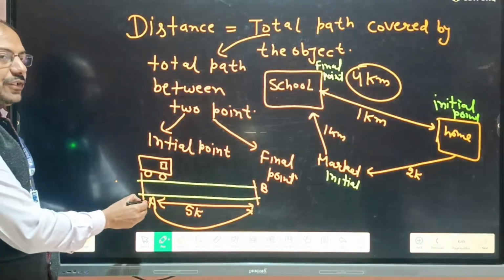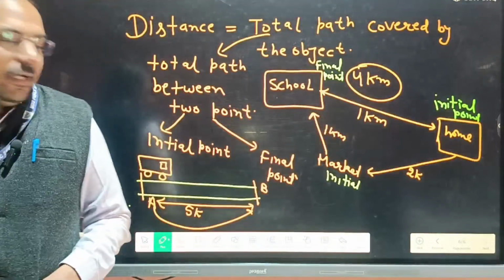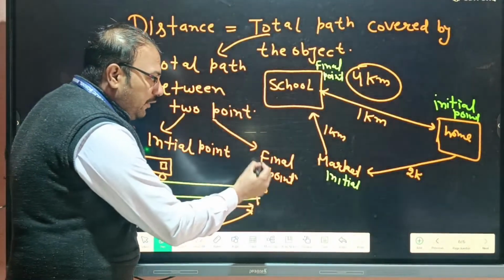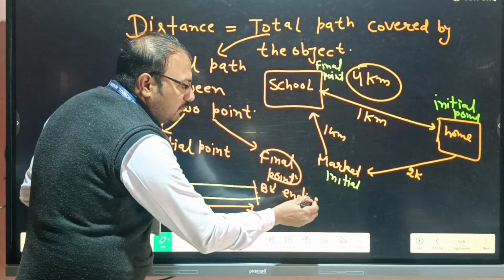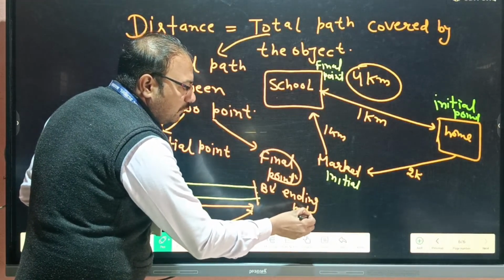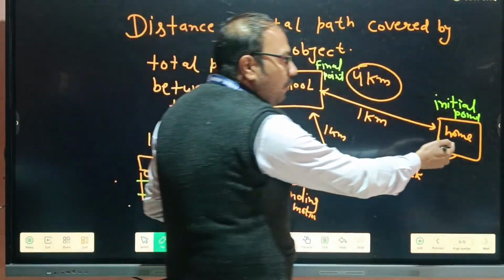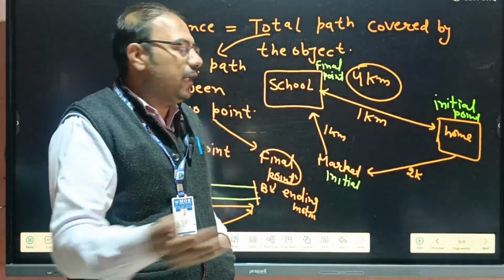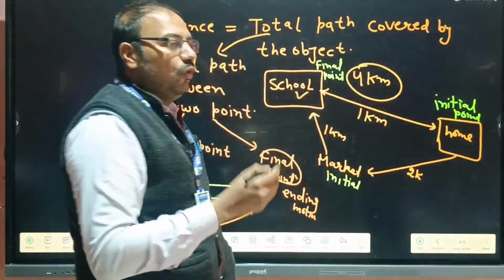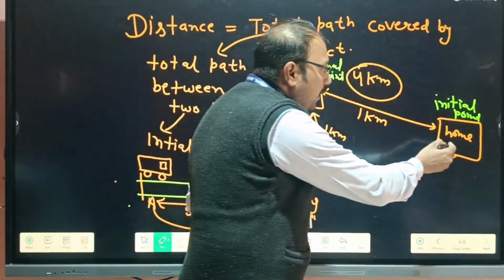So A is the initial point. Initial point means starting point. And what is the final point? This is known as the final point, that is the ending point. So where does the motion stop? For example, here home is your initial point. You start your journey from home and come where? In school. So school is your end point. That is known as the final point, and home is your initial point.